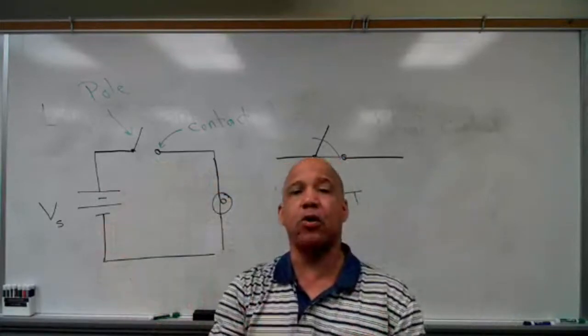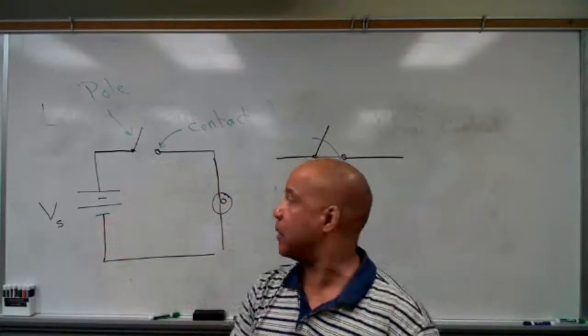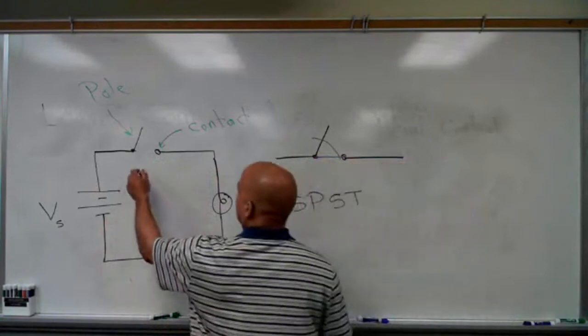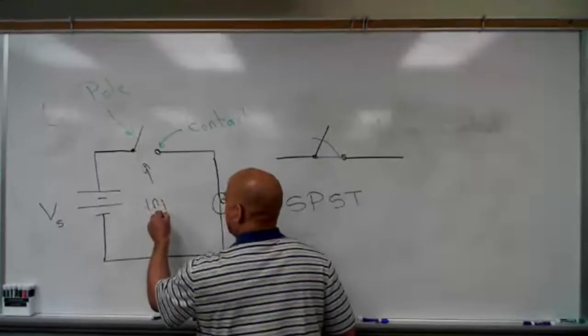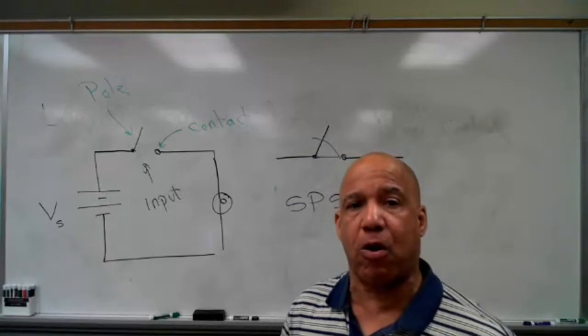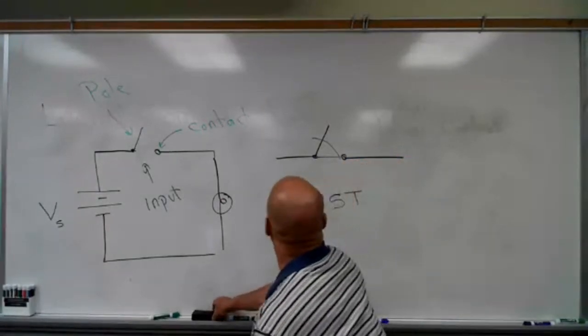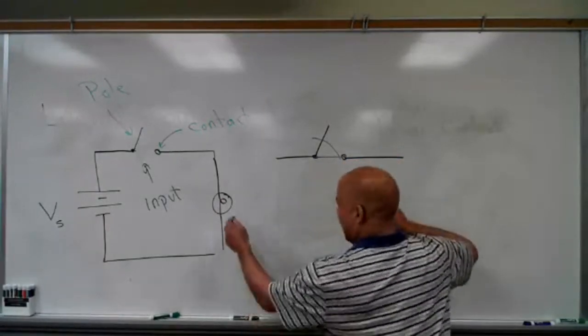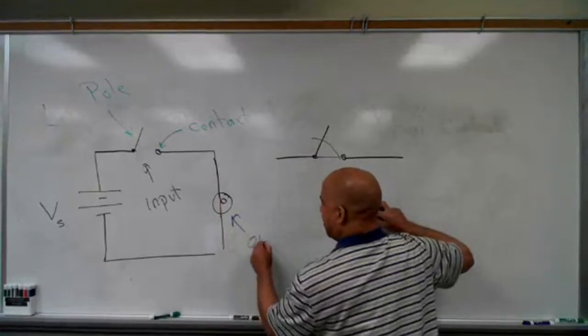Now, for a switch, I'm going to use the term input. So this right here, that switch or button, this is going to be an input. And whatever the button is controlling, whatever is switching off or on, we're going to call that the output. So in this case, this light bulb is the output.